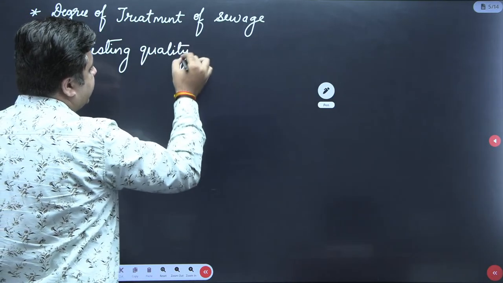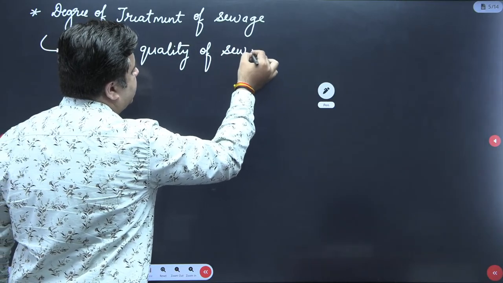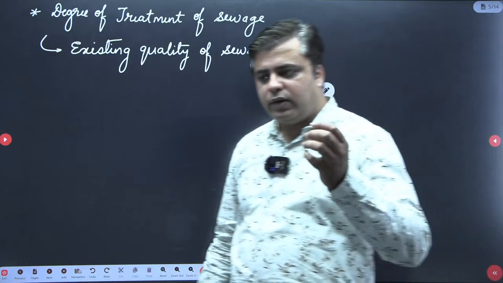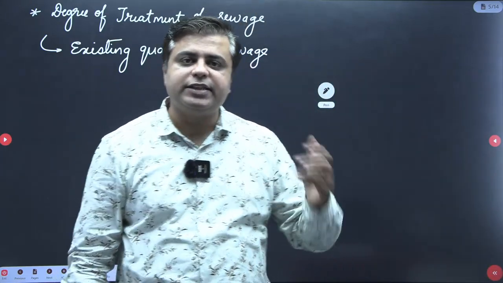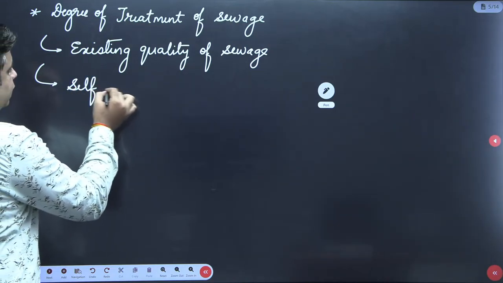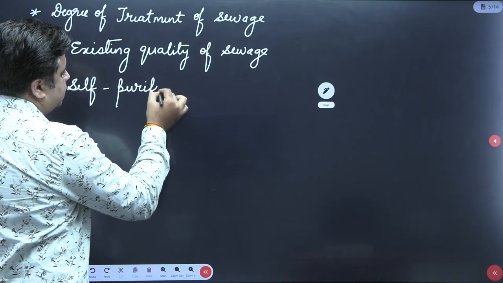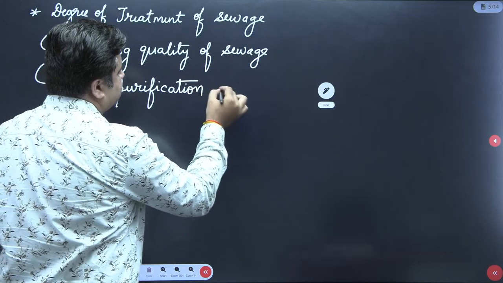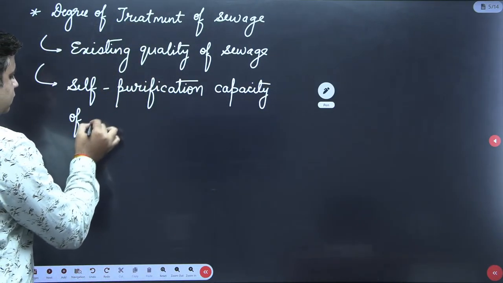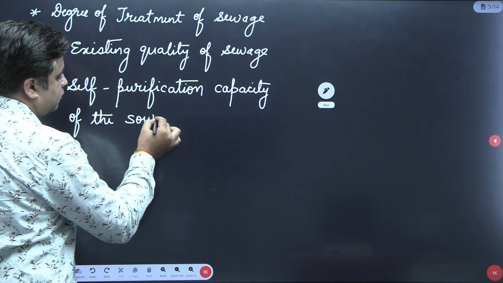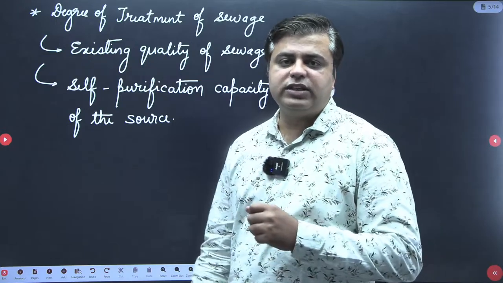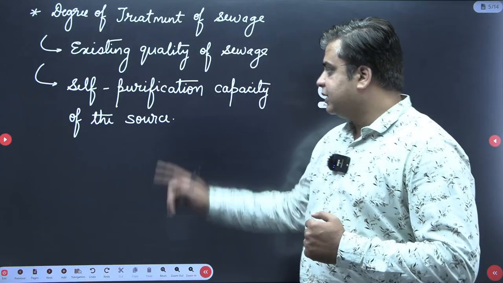By existing quality, I mean the amount of suspended solids present in the wastewater, how much organic matter is present, and how many microbes are present. That defines the existing quality of the wastewater. And the second is the self-purification capacity of the source. So these are the two factors on which the degree of treatment given to sewage depends: the existing quality of sewage and the self-purification capacity of the source.